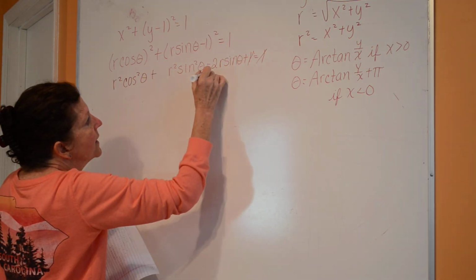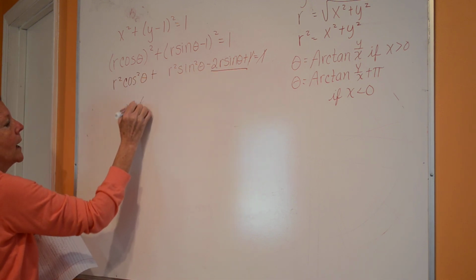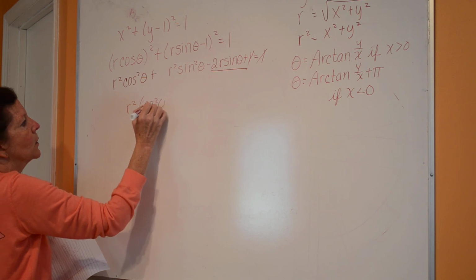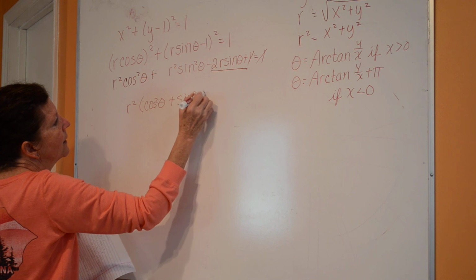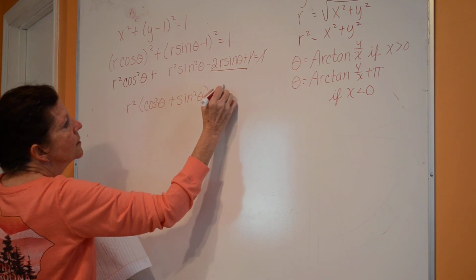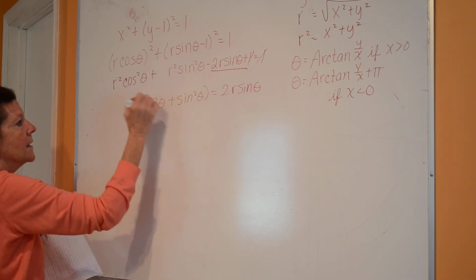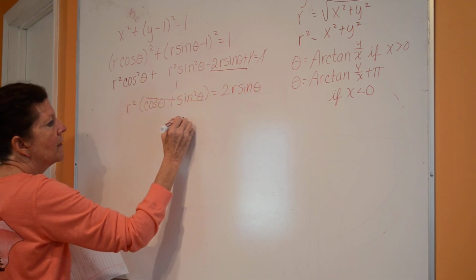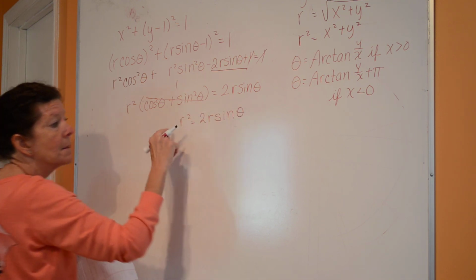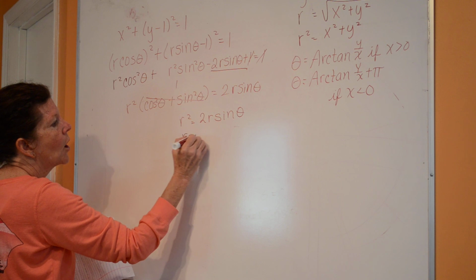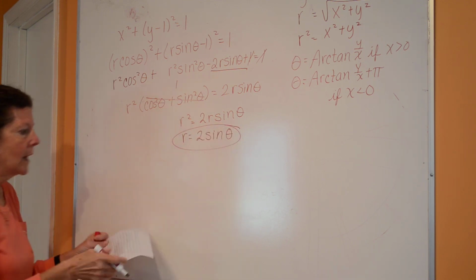I'm going to move this part to the other side, and I'm going to factor out the r squared. So I have cosine squared theta plus sine squared theta equals 2 times r times the sine of theta. This is equal to 1. So I have r squared is equal to 2 times r times the sine of theta. I'm going to divide through by r. So r is going to give me 2 times the sine of theta. All right, so that's it.